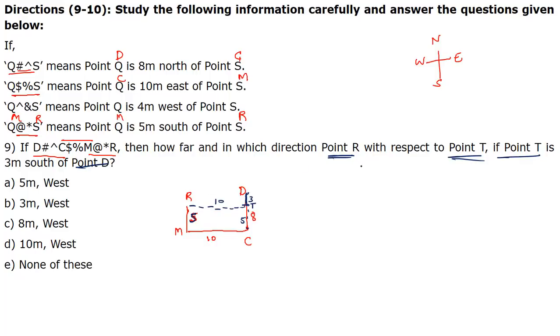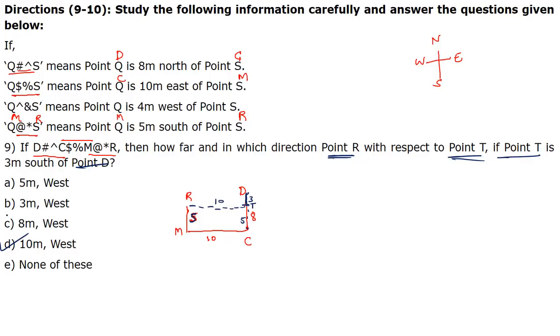We need to find out point R with respect to point T. So point R would be 10 meters to the west of point T. This is the west direction, so option D has to be our answer in this case. I hope you got it.